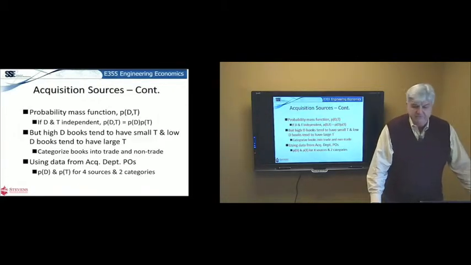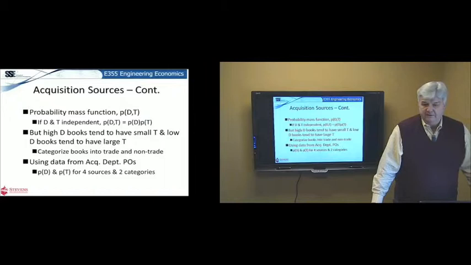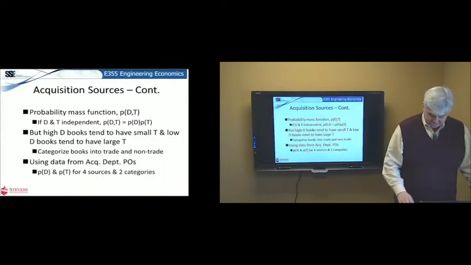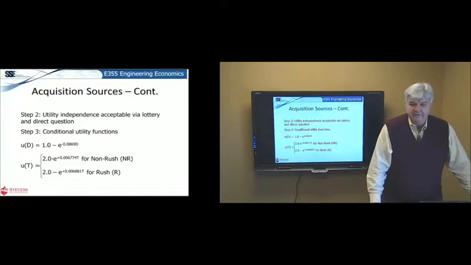Using data from the acquisition department's purchase orders, we estimated the probability of discount and probability of delivery time for the 4 sources and 2 categories. The 4 sources were the publisher and 3 wholesalers that the books could be ordered from. We assessed the utility independence assumptions by showing the decision maker some paired comparisons and some lotteries, and his decisions confirmed that we can make these assumptions.